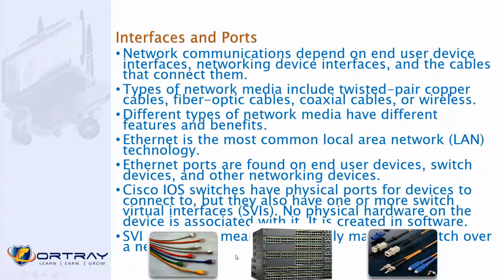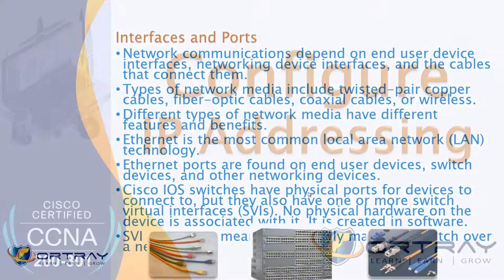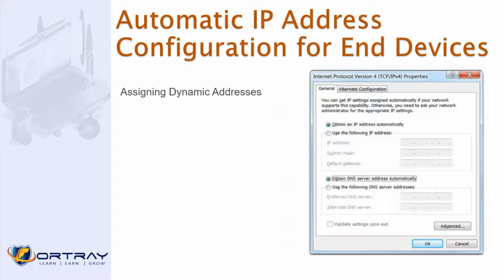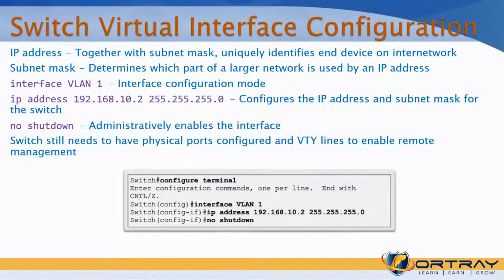And these interfaces are of different types, as we already discussed. Network communication depends upon the end user interfaces, network device interfaces, cabling, connectors, and the type of network media. We have already seen copper, coaxial cable, fiber optics, the different types of network media. Ethernet is the most common LAN. So we can configure IP addresses on our network devices as well, so we can communicate over the network. So here we are going to configure an IP address on the Cisco router.